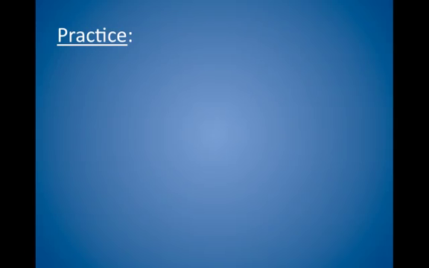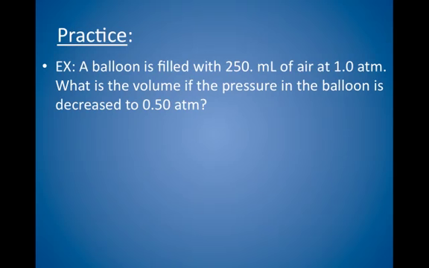Here's a second sample problem to practice, word problems. Maybe a little bit more difficult because you have to read for the context. What are the initial conditions? What are the final conditions? So a balloon is filled with 250 milliliters of air, and it's at 1.0 atmospheres. What is the volume of the balloon if the pressure is decreased to 0.50 atmospheres? So if we decrease pressure, what's going to happen? And so at first, I think you could think about this conceptually. Smaller pressure should correlate to a larger volume.